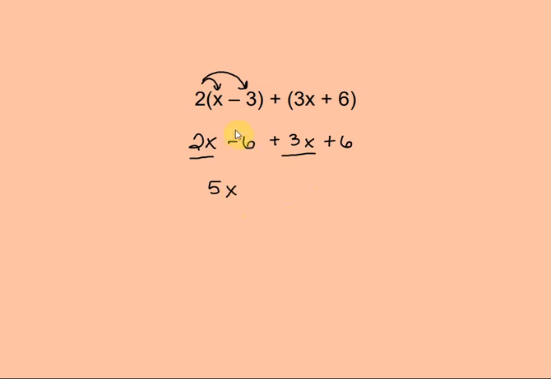So now let's combine these like terms. We have a negative 6 and a positive 6. Well, negative 6 and positive 6 is 0. So when I combine those, I just get 0. So my answer, whenever I combine these like terms, or when I add these polynomials, is simply 5x.